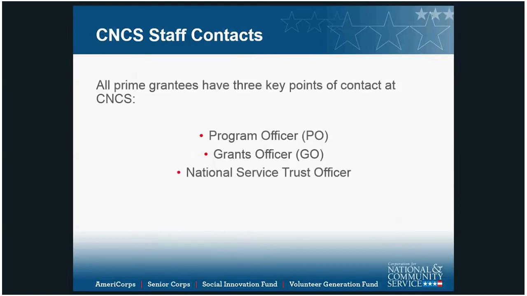The third primary contact will be your National Service Trust officer. The trust officers work in the National Service Trust, which is an entity that administers the Segal Education Awards that AmeriCorps members receive after successfully completing their service. Trust officers are the primary contacts for issues related to the education award specifically. So any education award related questions, such as with regards to forbearance or interest payments and things along that line, would go to your trust officer. If you're not sure who your National Service Trust officer is, contact your program officer and they will put you in contact.